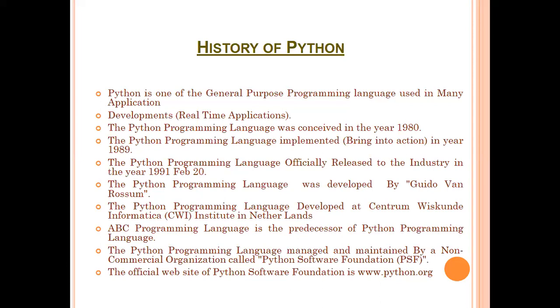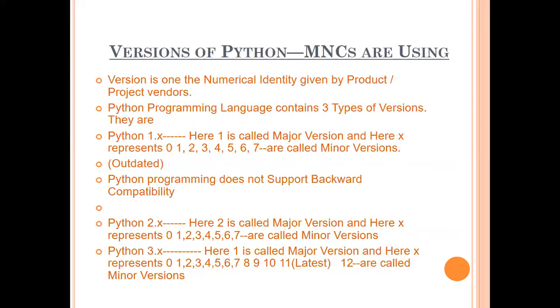Now we'll discuss the versions of Python. Students, what is a version? A version is a numerically identified release by project vendors. So right now, which version is going ahead? The current version is 3.11.3. The major version is 3 and the minor version is 11.